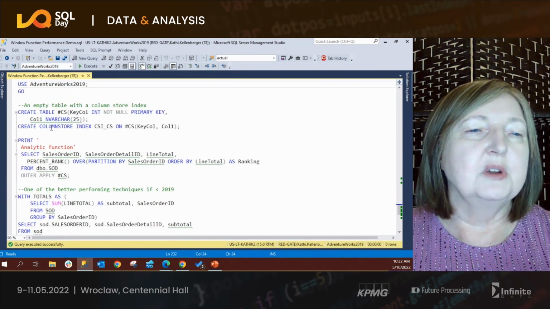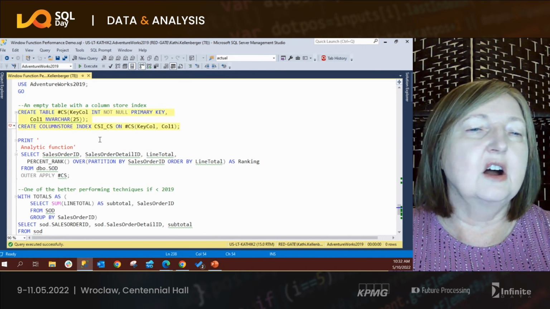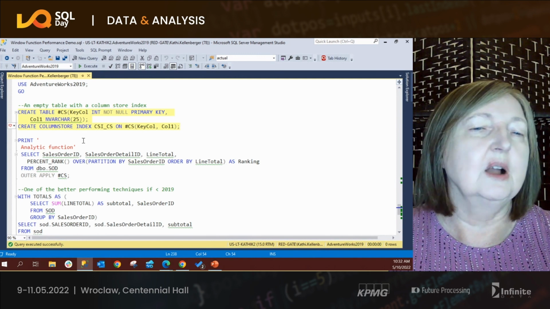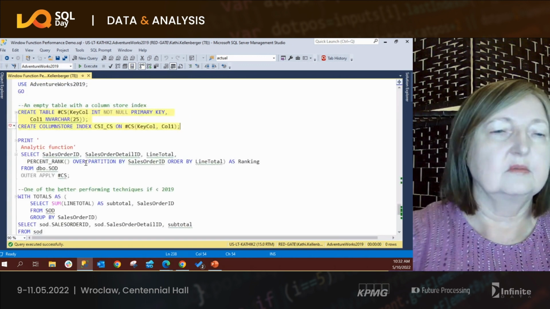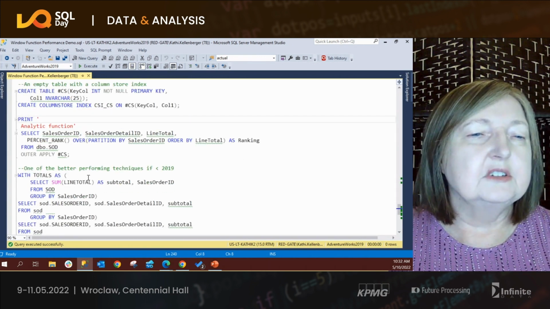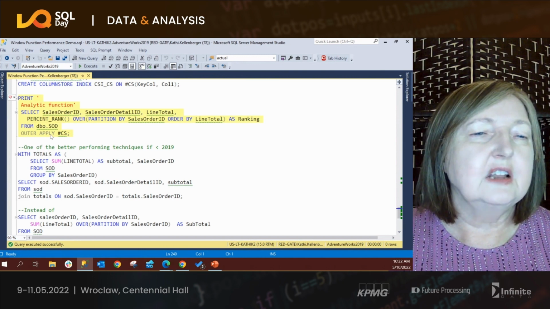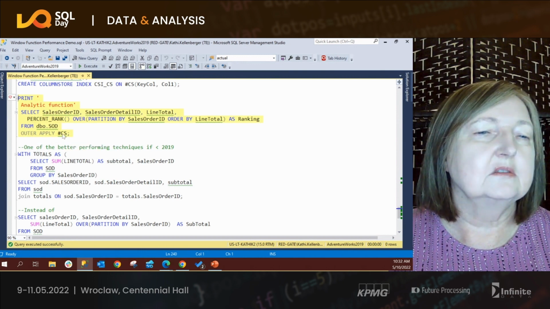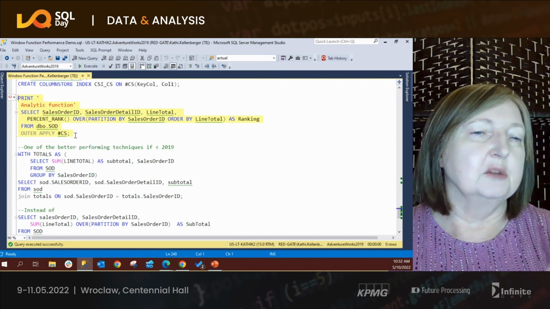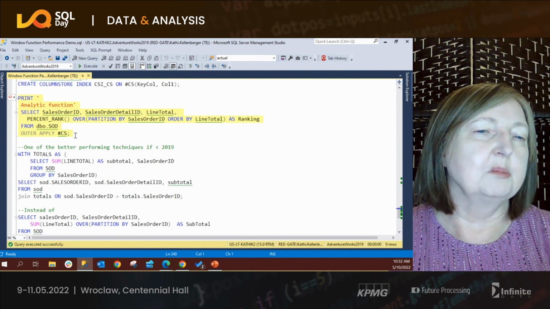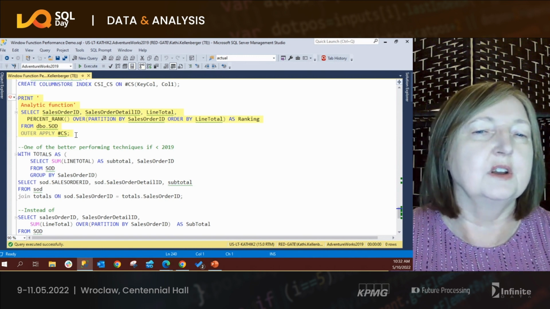So all I'm going to do is create a temp table and add a column store index to it. I'm not going to populate this temp table. And here I've added outer apply and joining on this temp table with outer apply. Or I could use a left outer join, something like that, but I really don't have anything to join on here.